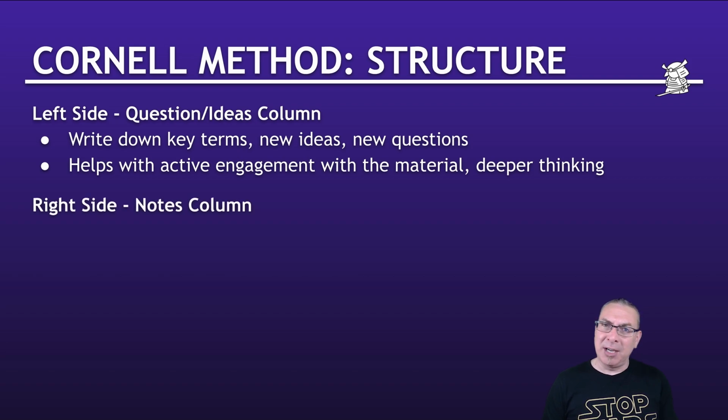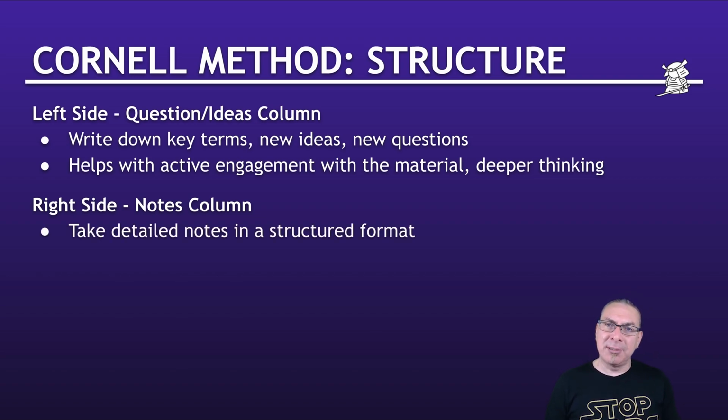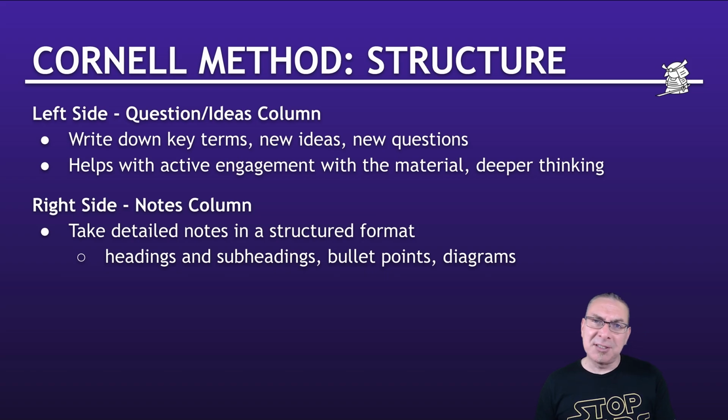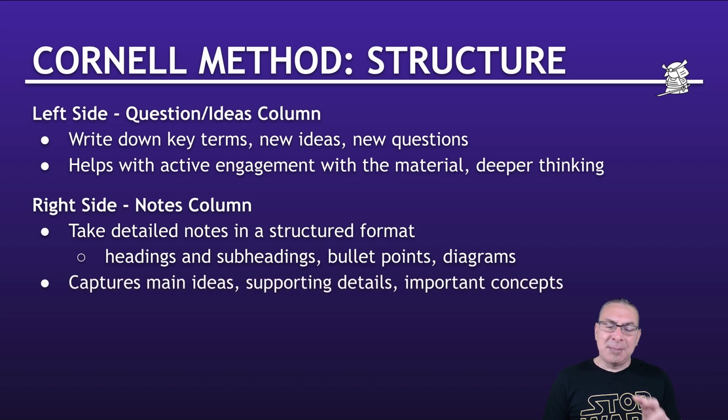Now, the right side box, this is the notes column, right? This should be actually a little bit bigger than the other one. Maybe 70% of your page. This is where you take detailed notes and you're doing it in a structured format, which means you're writing headings, subheadings, you're using bullet points as best as you can, you're paraphrasing. You might write diagrams, little maps, along with your doodles. It basically gives you the main ideas, right? It gives you the big ideas, your supporting details, and the important concepts.